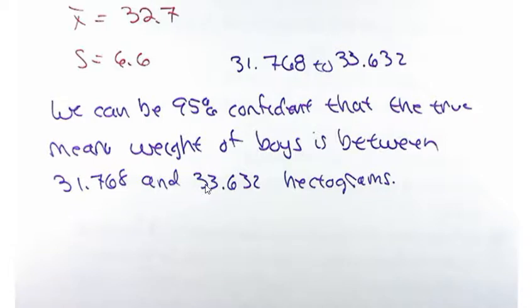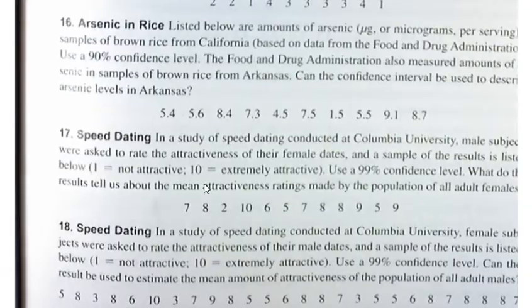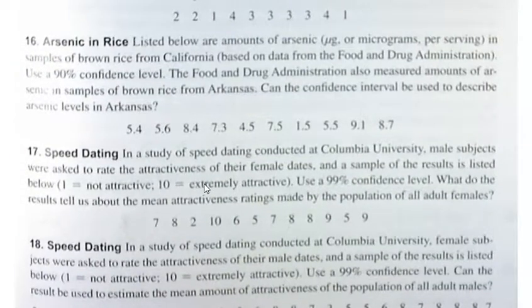Problem number 16, arsenic in rice. I think your author does a great job of finding a lot of different data sets. Listed below are the amounts of arsenic in micrograms per serving in samples of brown rice from California, based on data from the Food and Drug Administration. We want to create a 90% confidence interval for this data.